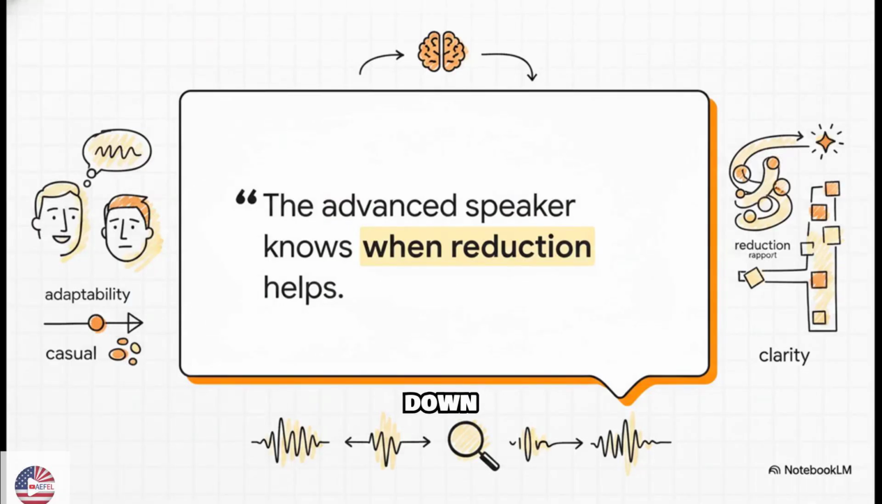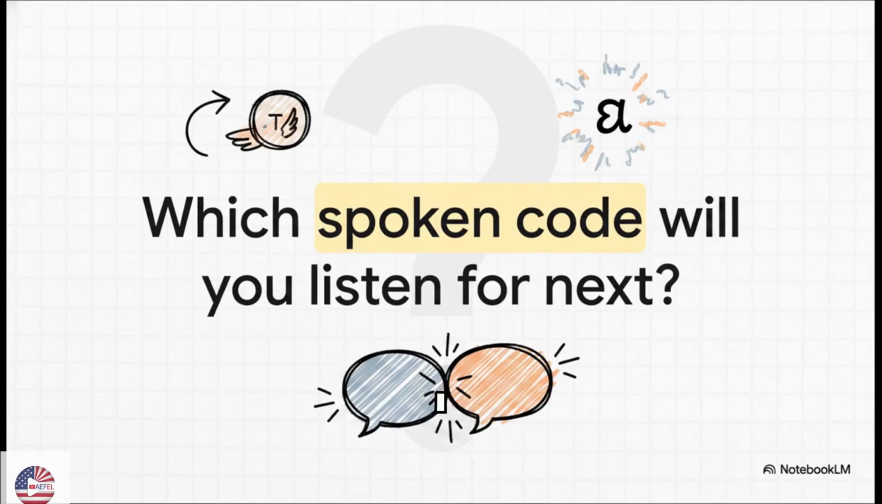It really all comes down to this core idea. The most advanced speaker is not the one who reduces everything, but the one who knows when reduction helps. I just love that. True fluency isn't about careless speed. It's about adaptability. It's about knowing exactly when to be casual to build rapport and when to be crisp to ensure absolute clarity. So, I want to leave you with a bit of a challenge to end things off.